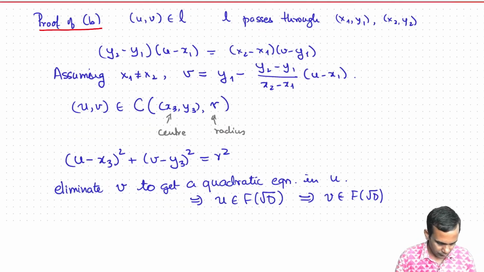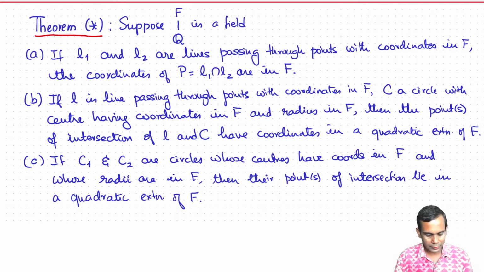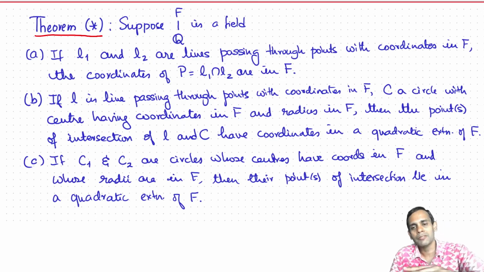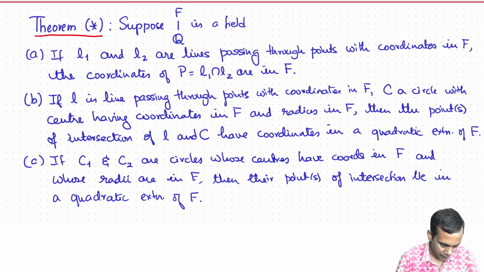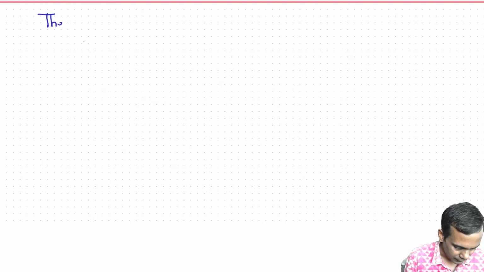So we have proved theorem star, which basically says that if at some stage of our construction all the points that we have constructed have their x and y coordinates in some field F, then any new point that we introduce at this stage will have its coordinates in a quadratic extension of F, or in F itself in case we are constructing the new point by intersecting two lines. But if a circle is involved, then it would probably lie in a quadratic extension of F. And now with this, you can kind of guess where all the constructible points come from. This is the statement, a beautiful theorem. We are now ready to prove it.